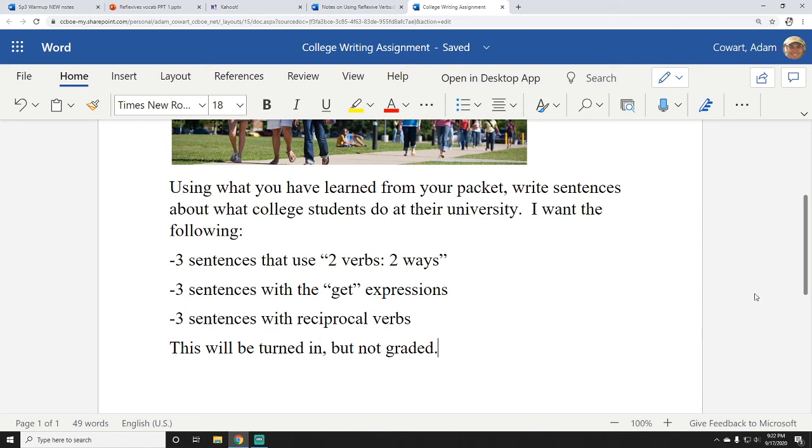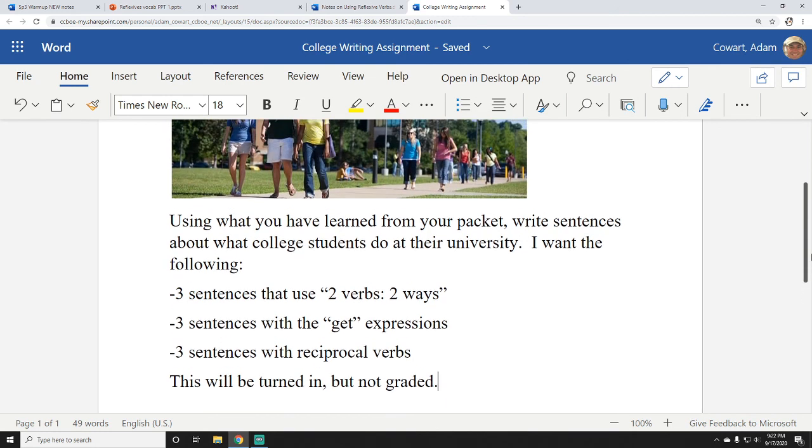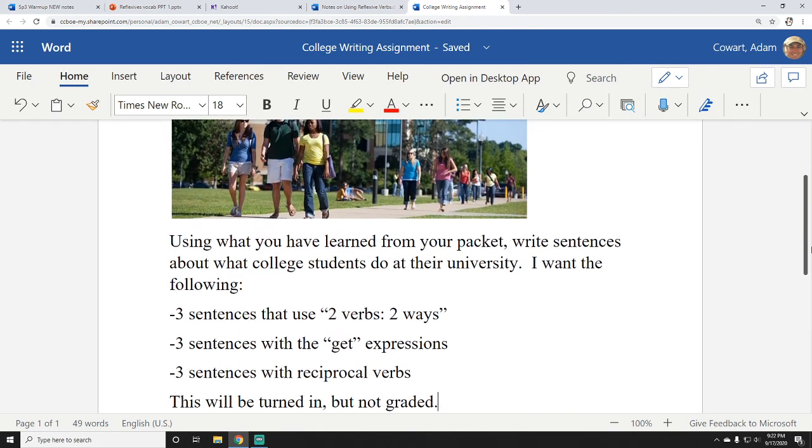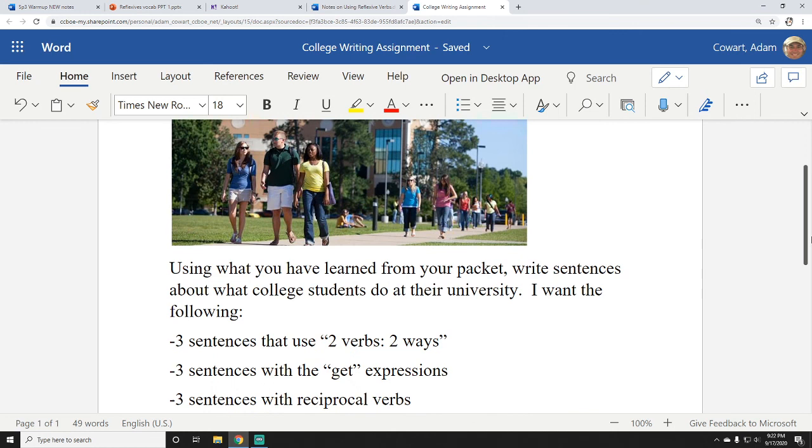This will be turned in but not graded. I will be reading through them to see how well we got it. So again, just imagine people, these 20, 19, 18-year-olds off at college. Think about everything you can say. There's a lot of things that go on at college. A lot of people talking to each other and people who need to, I don't know, brush their teeth. You know how college is. You stay up all night, etc.